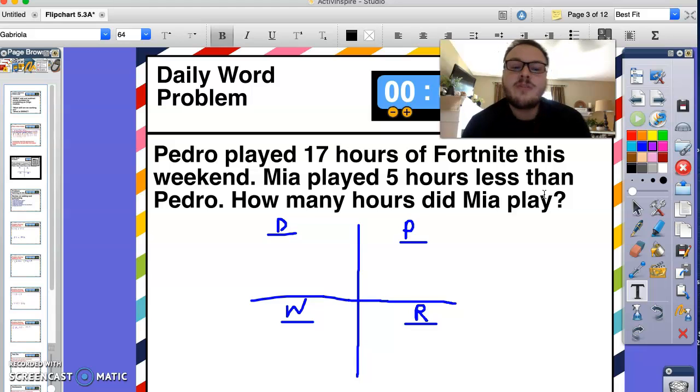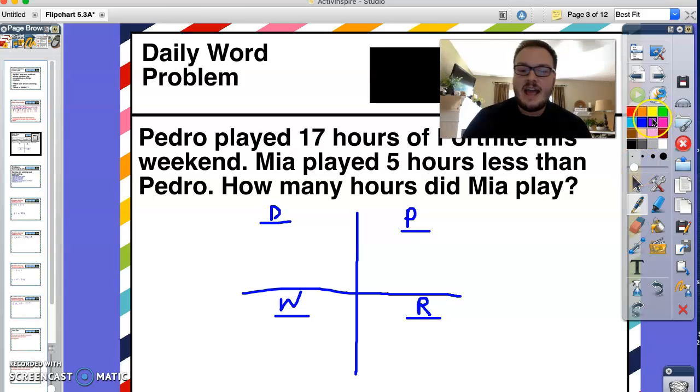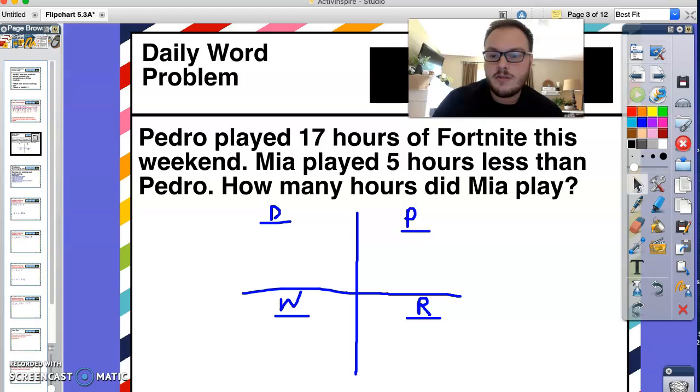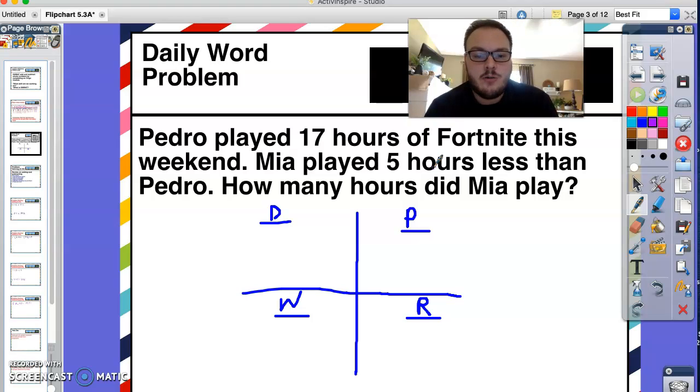So we are going to use that to solve this simple word problem, and it will be a review. Please just listen as I go through. So it says first that Pedro played 17 hours of Fortnite this weekend. Mia played 5 hours less than Pedro. How many hours did Mia play?